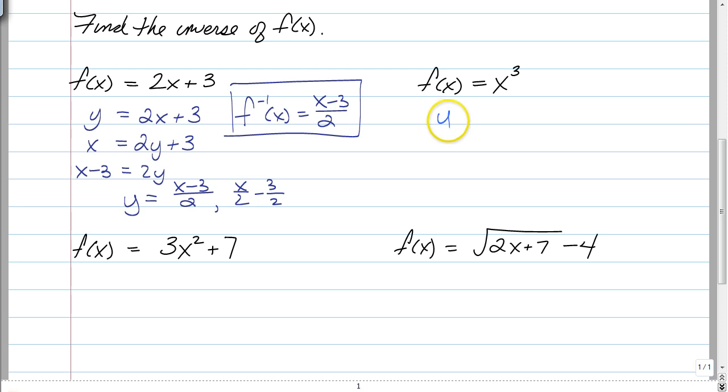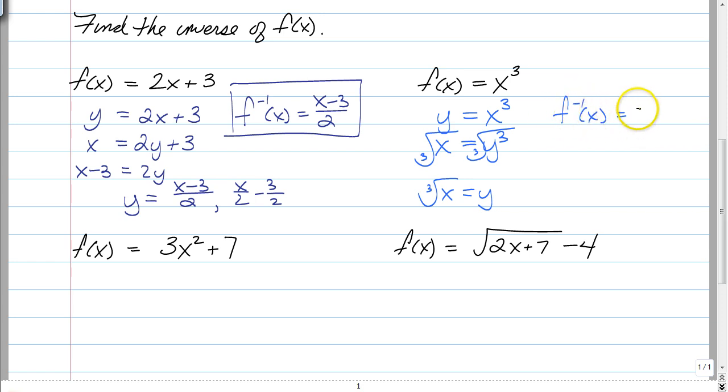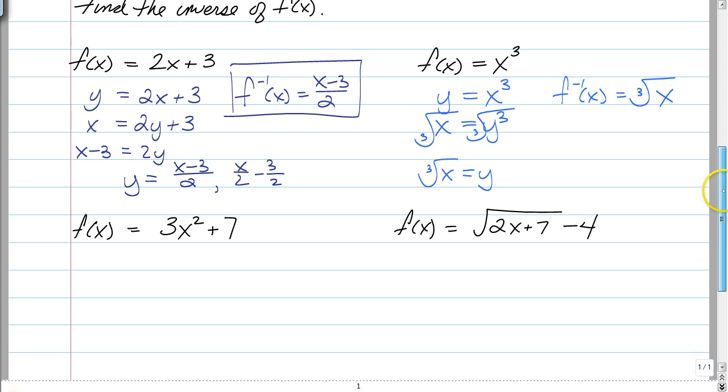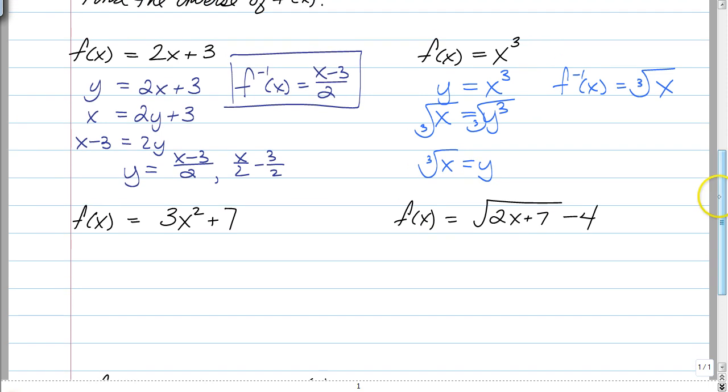In the next example, this is y is equal to x cubed. So you switch x and y and you get x is equal to y cubed. How do you get rid of a cube? You cube root both sides. So all you're going to end up with is the cube root of x is equal to y. So we write our final answer. Inverse of f of x is equal to the cube root of x. That's it. That's all you're doing here, is switching x and y, and then you have to solve for y again to get what the actual function is.